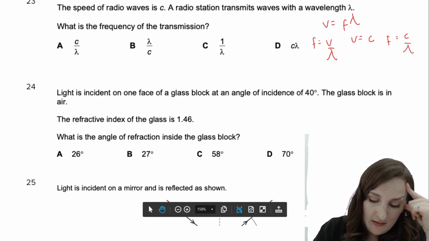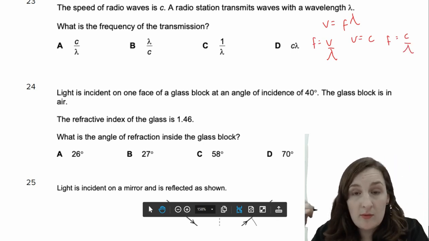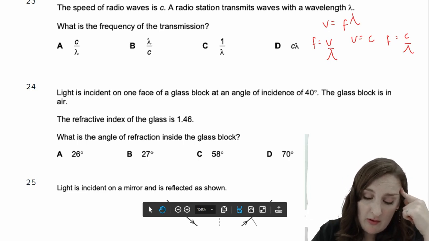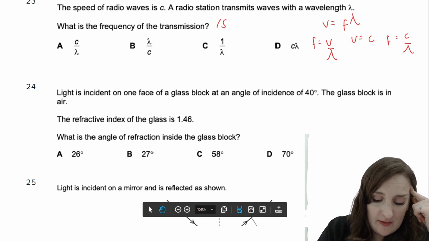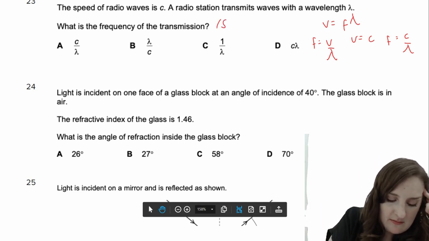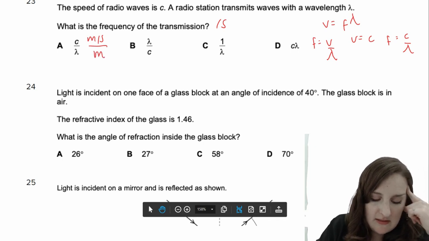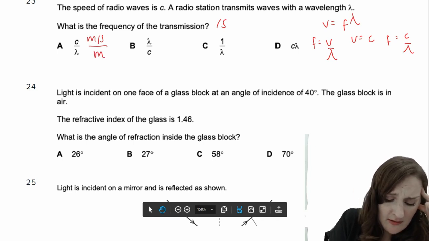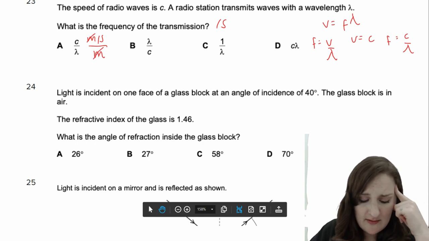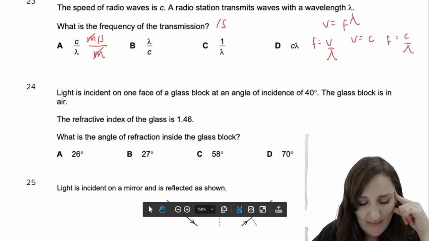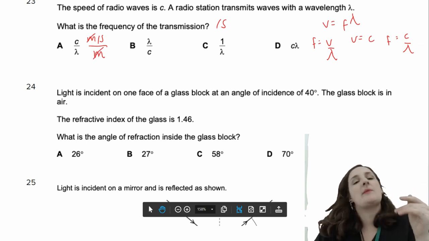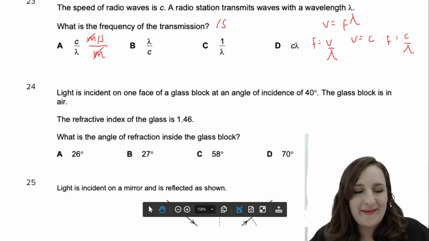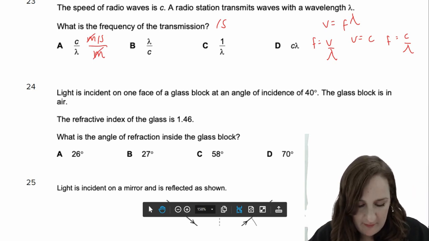Now, units always help you with equations if you can't remember which way around they go. You know that frequency is an amount per second. You know that a speed is in meters per second, and you know that a wavelength is in meters. You can see that those meters will cancel on the top and the bottom of the fraction, and you're left with per second, and you know that a frequency is per second. So that's your best way of checking that the equation is the right one, but hopefully you have remembered.